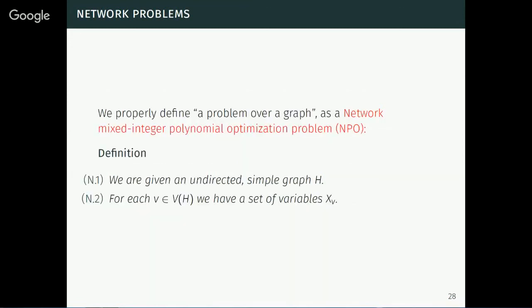First of all, let me define what a problem over a graph is, that we call NPO. So we're given an undirected graph, and for each node, we'll have some set of variables. They need not be disjoint. It's perfectly fine. But it's important to keep in mind that there can be many of them in each node. For example, in the AC-OPF problem, those were the voltages.